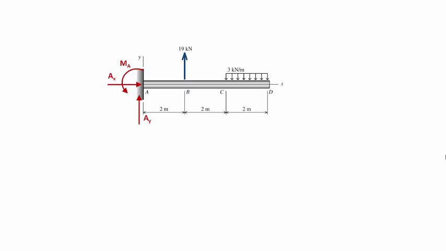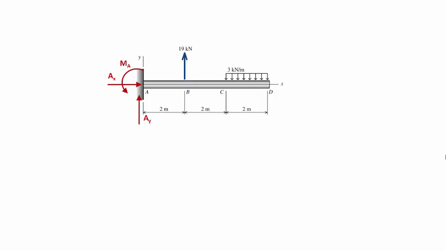And then there's going to be a reaction moment, MA. Again, we are going to be assuming that it is counterclockwise positive, following the right-hand rule. So our thumb is directing towards the positive direction of Z that is coming out of the screen, and the hand is following the rotation counterclockwise. And this moment reaction is preventing rotation at support A.